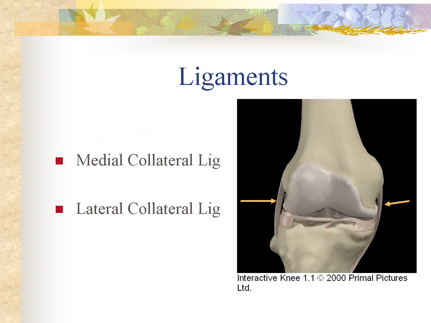We have collateral ligaments. You'll recall from the fingers that collateral ligaments are ligaments that go down both sides, really to prevent or create stability to prevent essentially abduction and adduction in the knee. So we have a medial collateral ligament and a lateral collateral ligament on the outside.